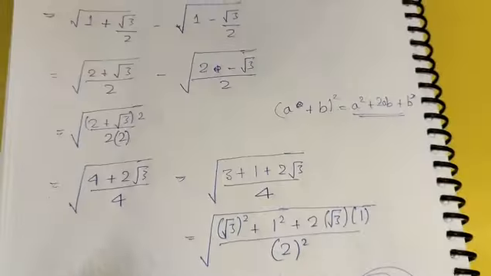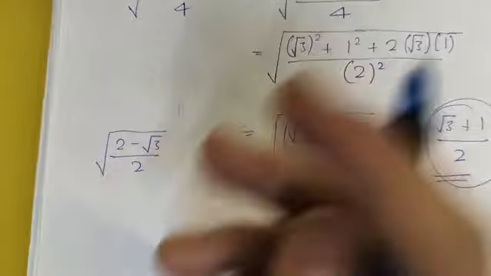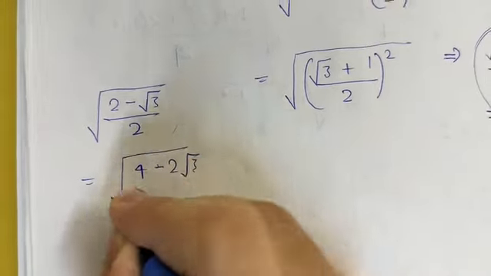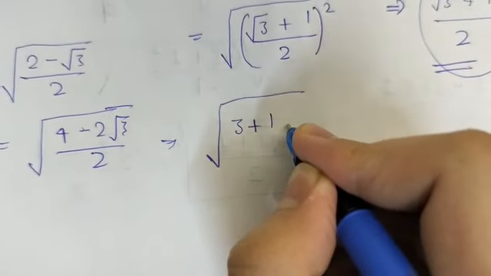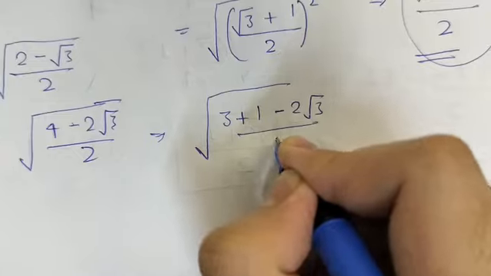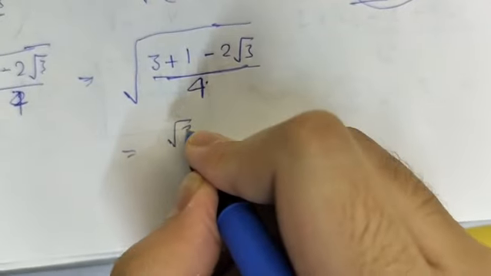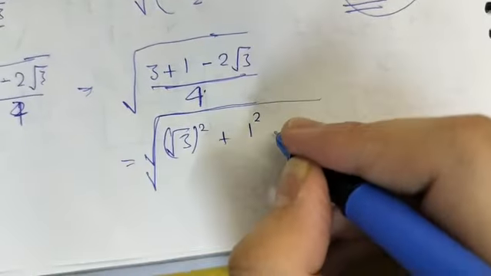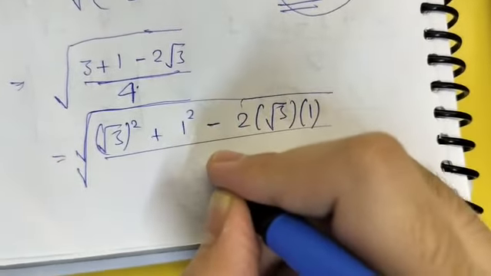Similarly, from this other expression we can do something similar. We can simplify this expression by multiplying both sides with 2. So multiplying with 2, we get 4 minus 2 root 3 by 2. We can break this down into 3 plus 1 minus 2 root 3 by 4, and this can be broken down into root 3 squared plus 1 squared minus 2 root 3 into 1, upon 2 squared.